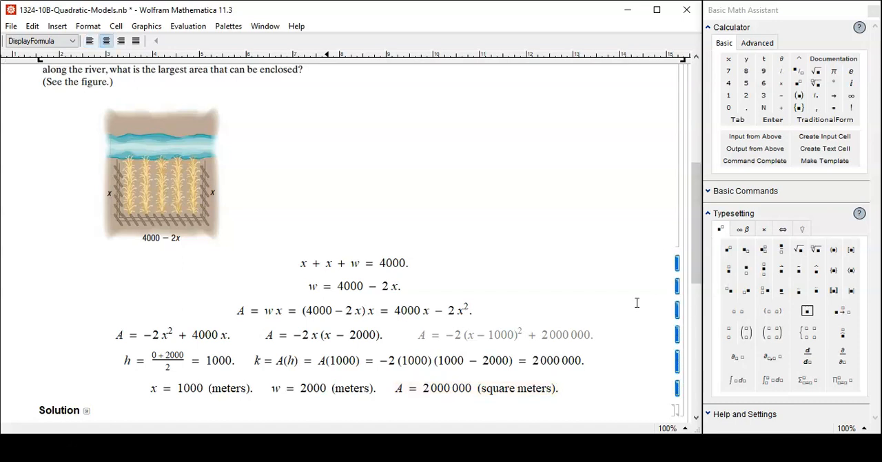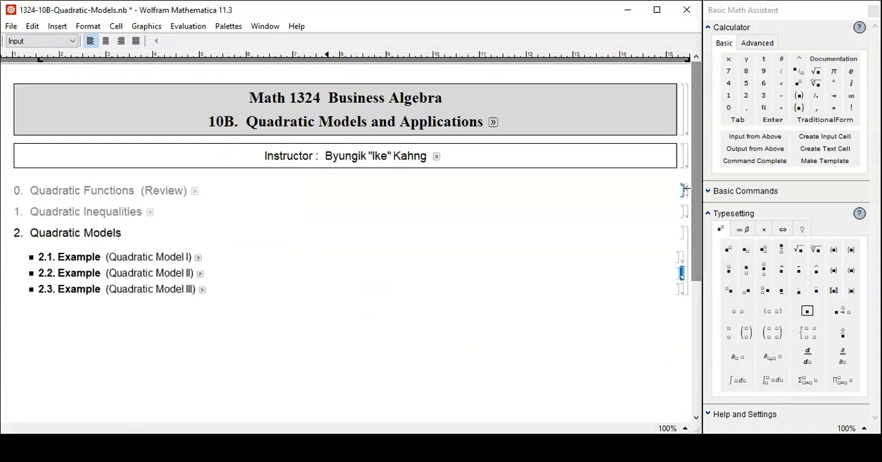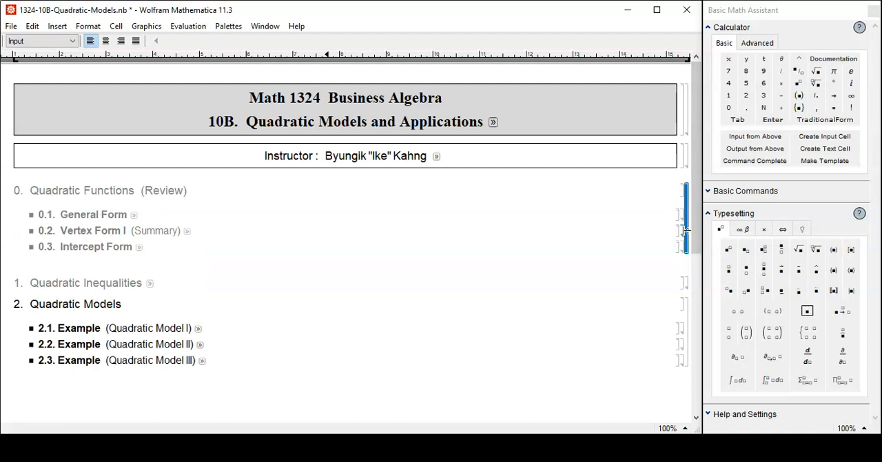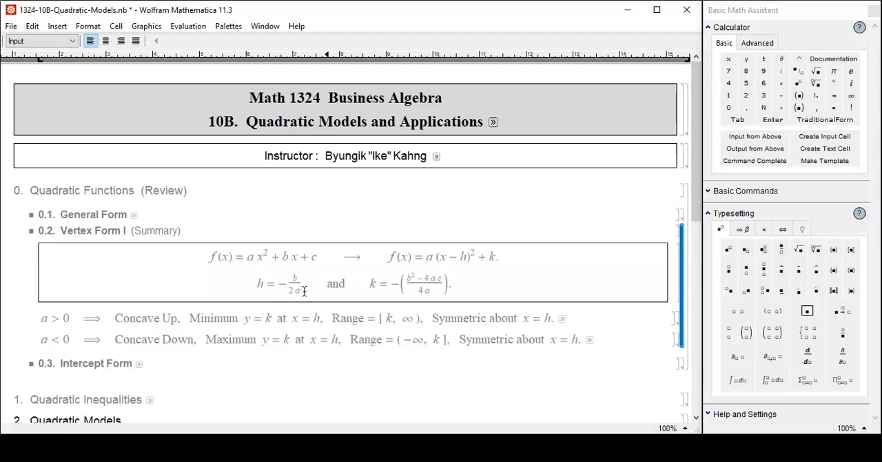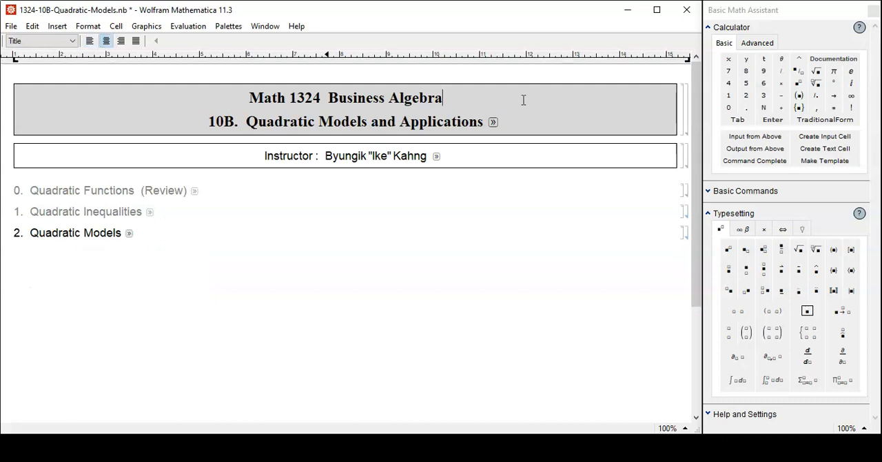So we went through another quadratic model, and we had the general form, intercept form, and the vertex form. The vertex form was a bit difficult to get, so we didn't really use it. But if you prefer to use the vertex form, and if you're comfortable with using the vertex formula, as we see over here, h is negative b over 2a, k is negative of b squared minus 4ac over 4a, those kinds of things, then you're welcome to use the vertex form. It works too, just a bit more cumbersome.